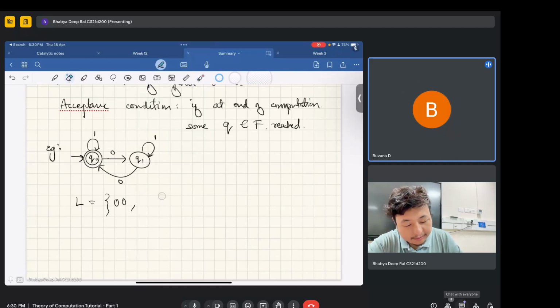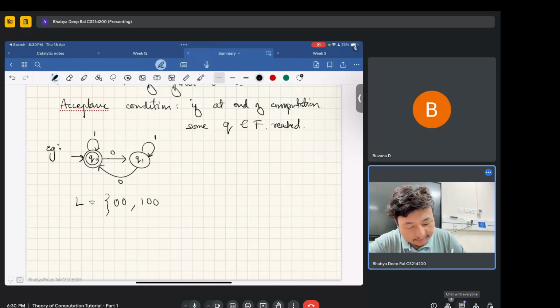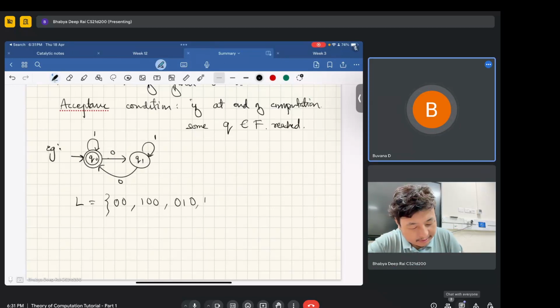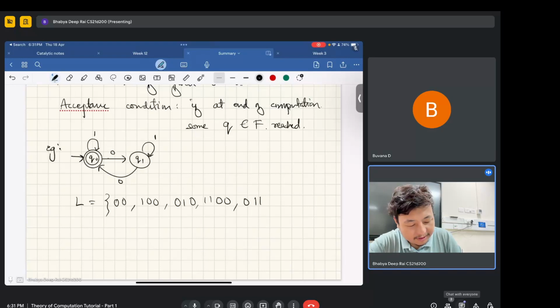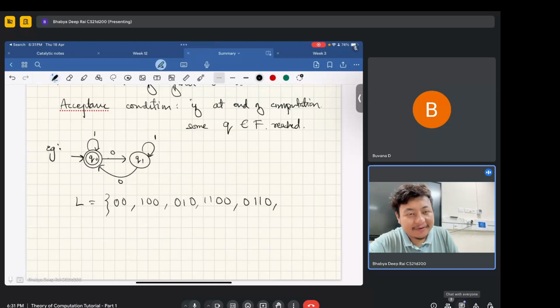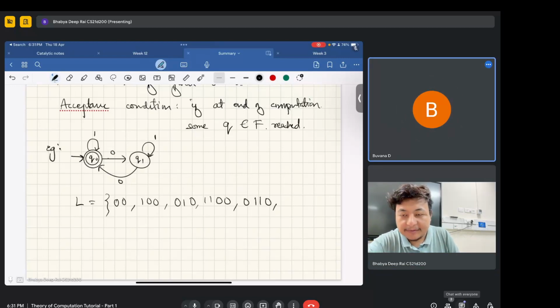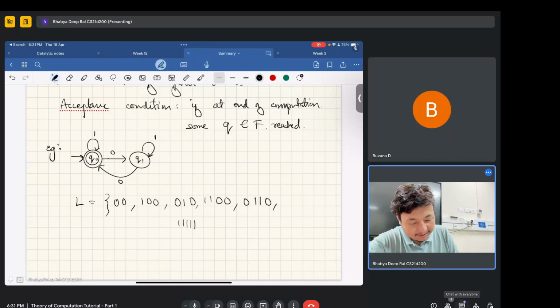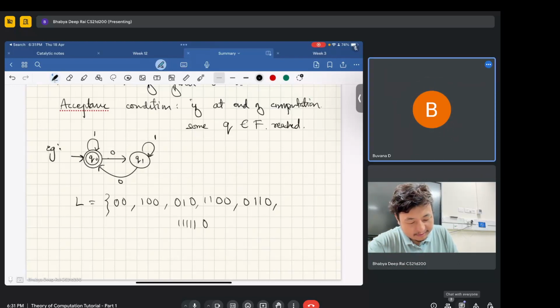Double zero, okay. Then 1 0 0, 1 0 0 0 1 0, 0 1 0, double 1, double 1 0, double 0 0 double 1 0, 0 double 1 0. Good. Can you try a very long one? 1 1 1 1 1, 1 1 1 1 1 0, 0, again 1 1 1 1 1 1 0, 1 0. Good.